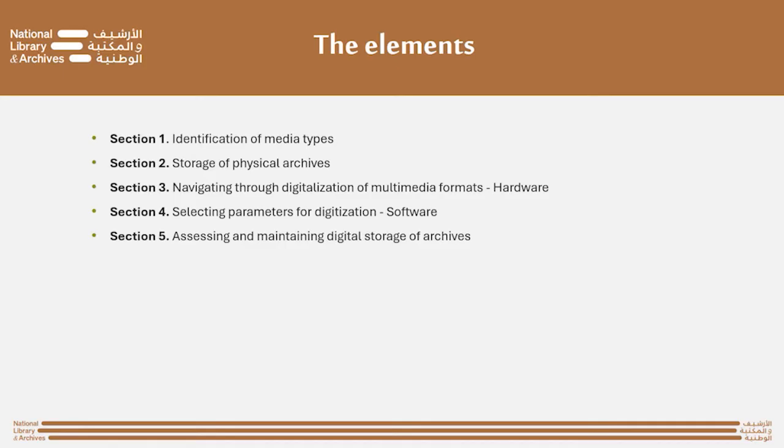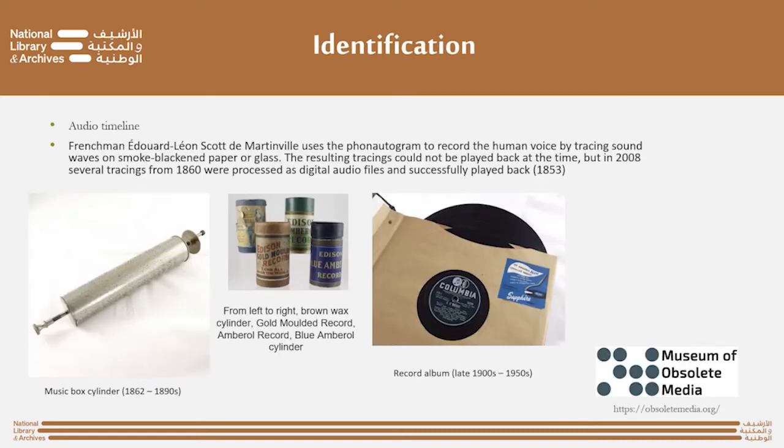That's number one. Two, storage of physical archives. How do you store what you have? Number three is how to navigate through digitalization of multimedia formats. What hardware do you need in order to digitalize? Do you even need to digitalize? These are some of the very important, critical questions we'll be answering today. Section number four, selecting parameters for digitization. What software should we use? And last but not least, assessing and maintaining digital storage of archives. So here we go.